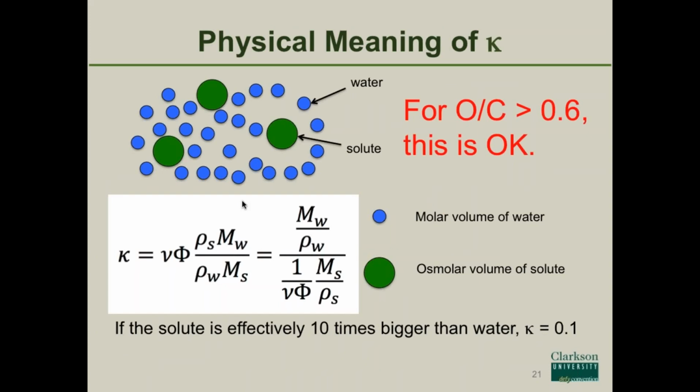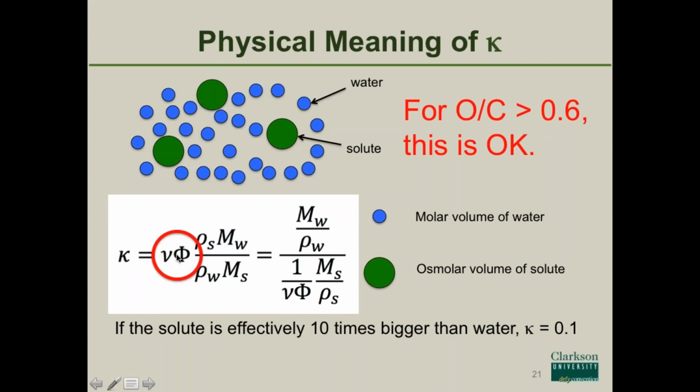Again, going back to this simple picture, solids dissolved in water. In the case of SOA, if O2C is bigger than about 0.6, this pretty simple picture is actually okay. So kappa, in principle, just depends on the ratio of the molar volume of water to the molar volume of the solid.